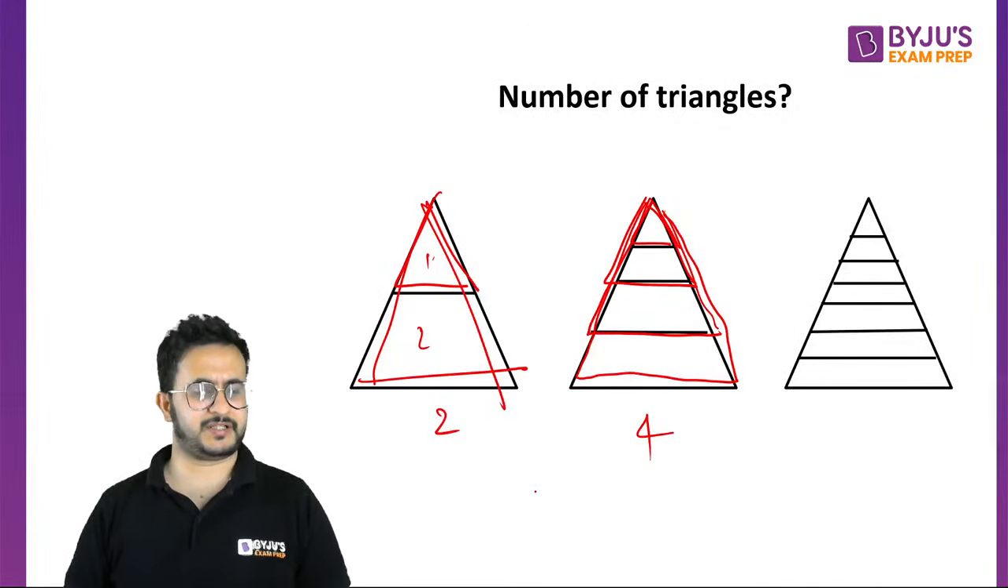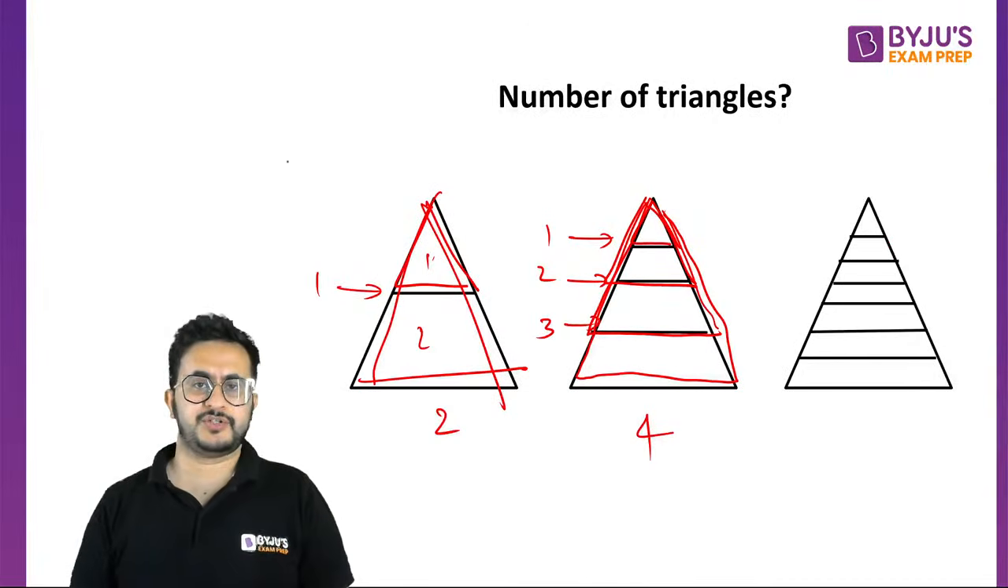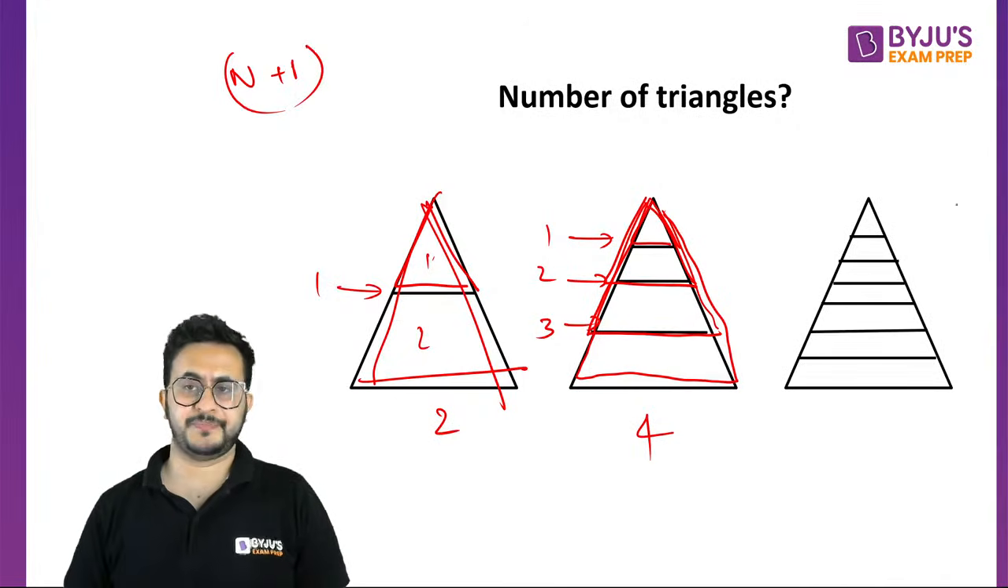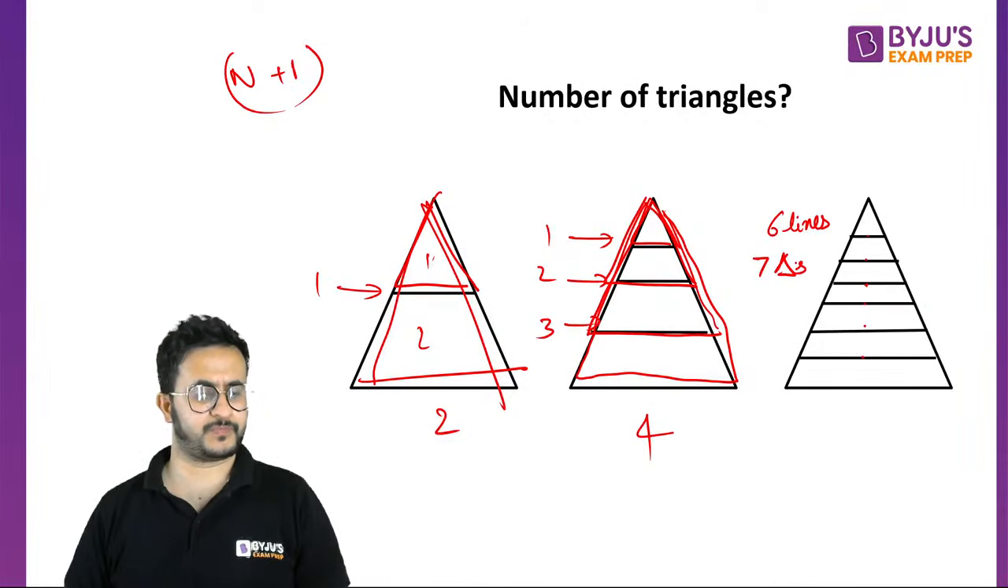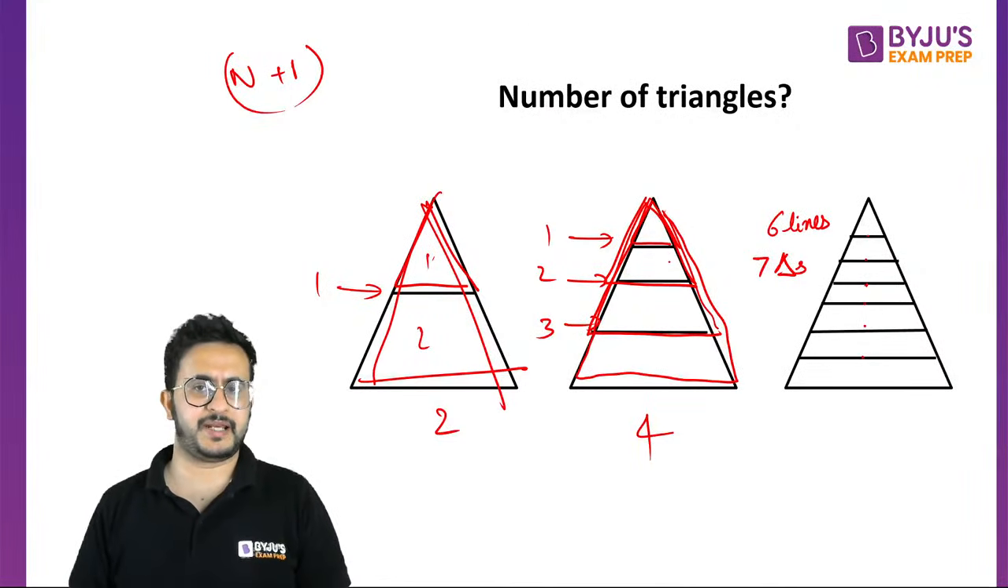How do we find the number of triangles? Let us understand a generalized thing. In this there was one line. In this there were one, two, and three lines. So if you cut a triangle horizontally with parallel lines, and the number of lines is n, there will be n plus 1 triangles. Now let's count the number of lines: 1, 2, 3, 4, 5, 6. So 6 lines. That means there will be 7 triangles. That is one of the basic rules: if you cut with horizontal parallel lines, the number of triangles is n plus 1.